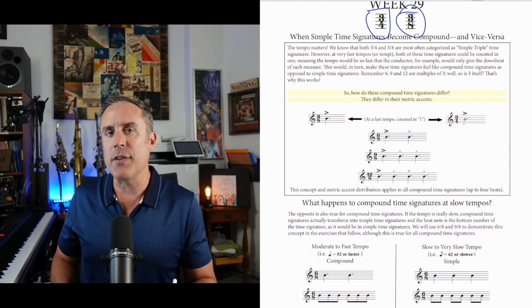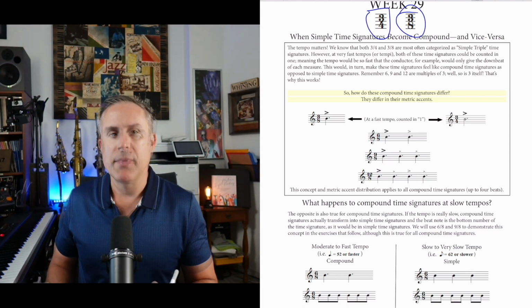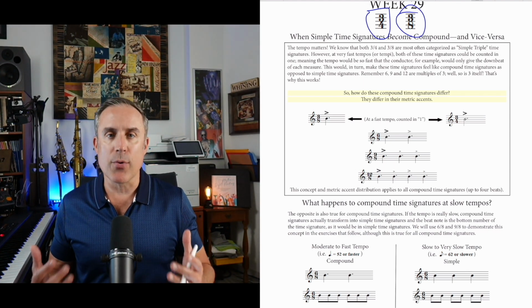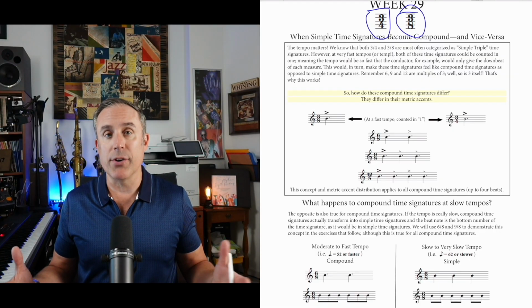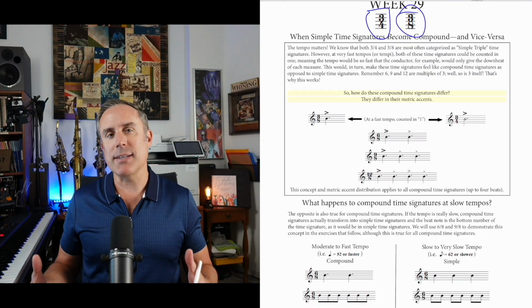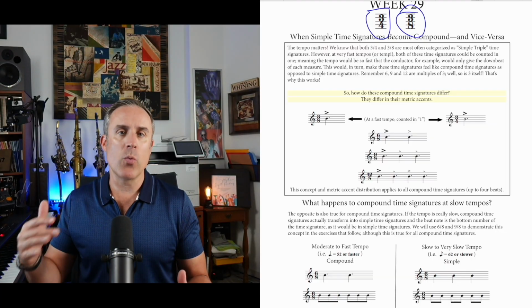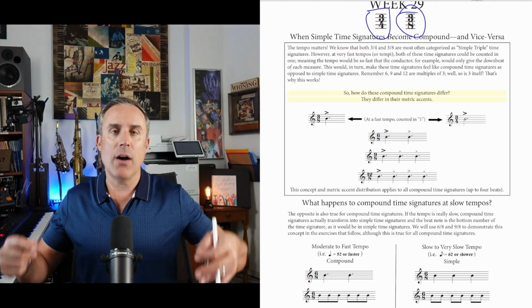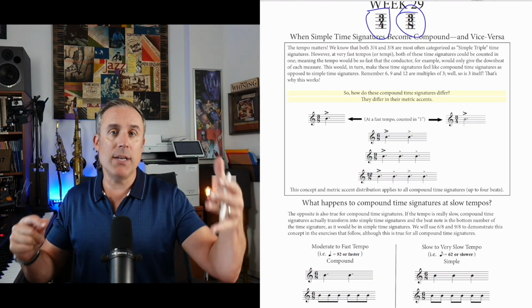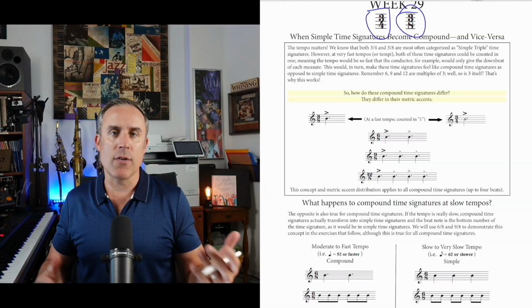Now, let's talk briefly about the metric accents. In both 3/4 and 3/8, both of which could be considered a waltz, the metric accents in a simple triple time signature is a strong, weak, weak pulse. Ta, ta, ta, ta, ta, ta, and so forth and so on.